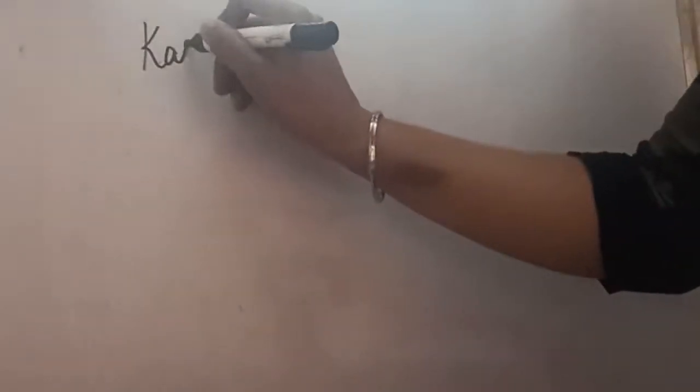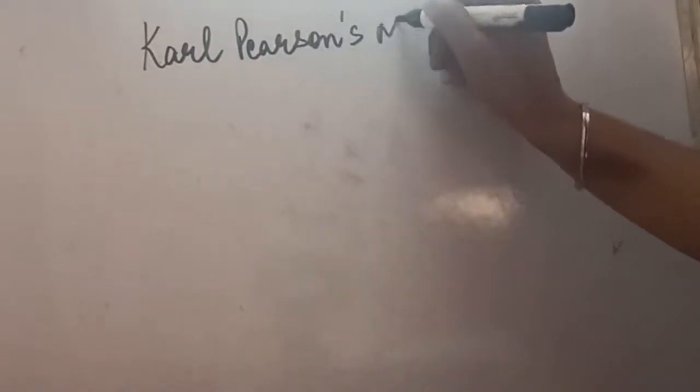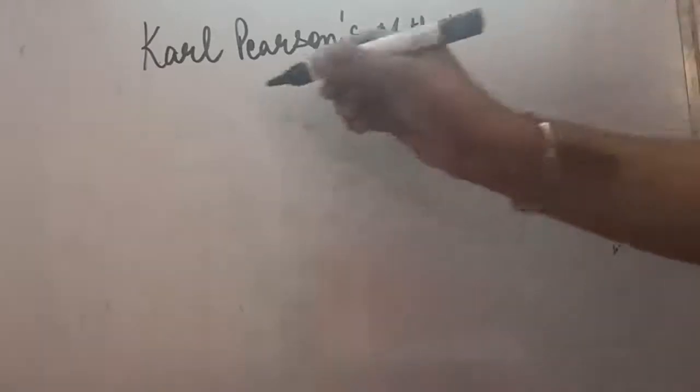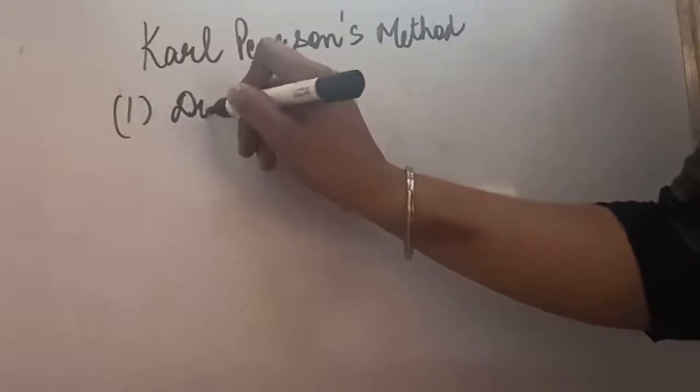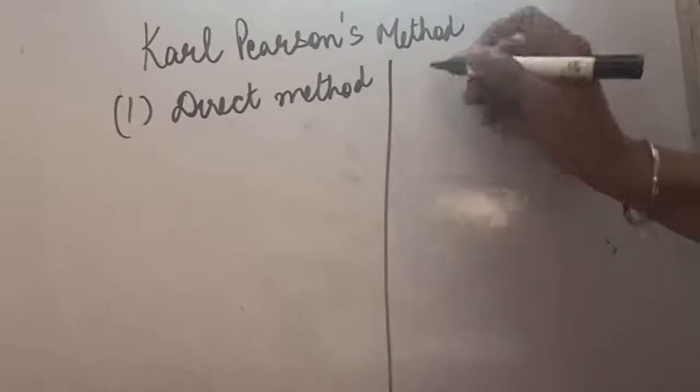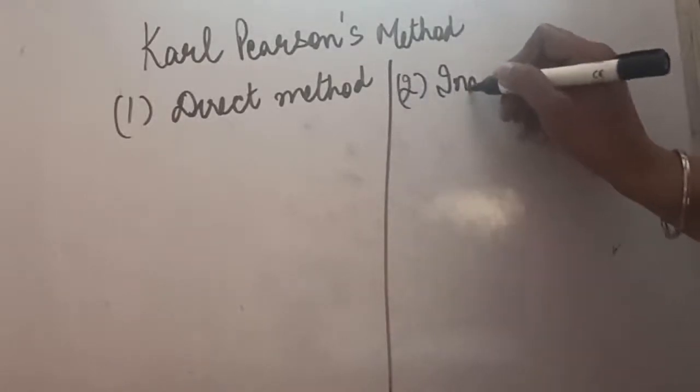The next method in studying the correlation is Karl Pearson's method. As this method was given by a statistician known as Karl Pearson, that is why the name of the formula is Karl Pearson's coefficient of correlation. Now in case of coefficient of correlation, we have various formulas that we will be using. First of all, we will discuss the direct method, and then we will discuss the indirect method.